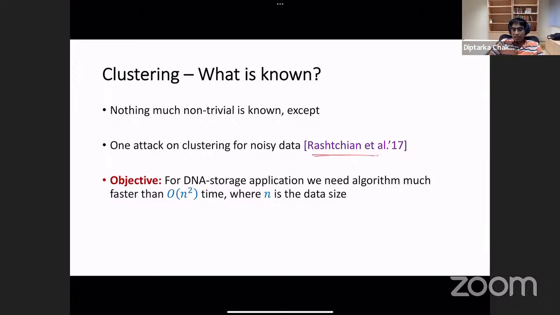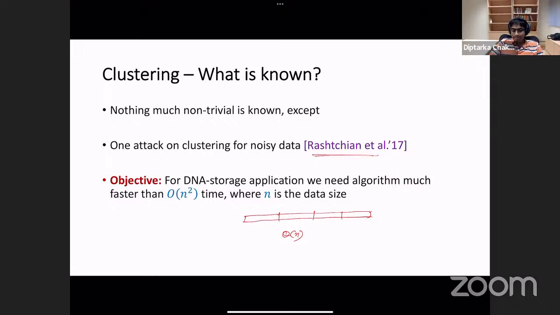So what is the objective here? The objective is that I want a much faster algorithm than n squared. Here n, you can think of as the original data size. And why do I want to beat n squared here? Because if the original data is of size n, then even if I divide it into constant size blocks, there will be at most theta n blocks. And since these are noisy copies, maybe just by computing edit distance between all the pairs of these noisy copies, I would be able to cluster them with sufficiently large probability.